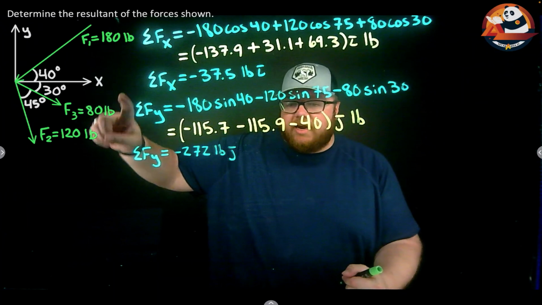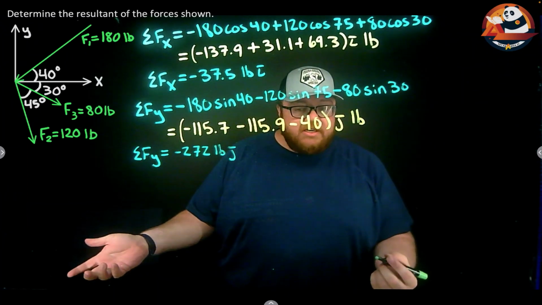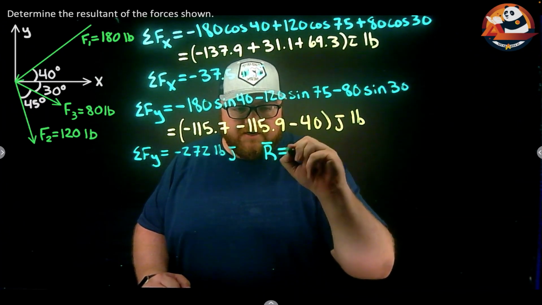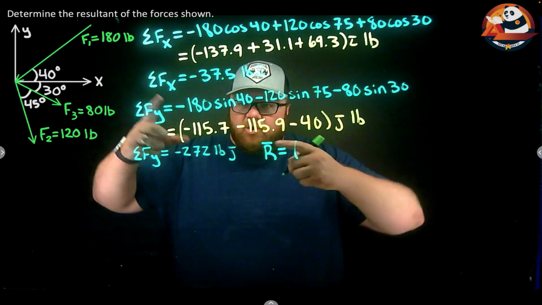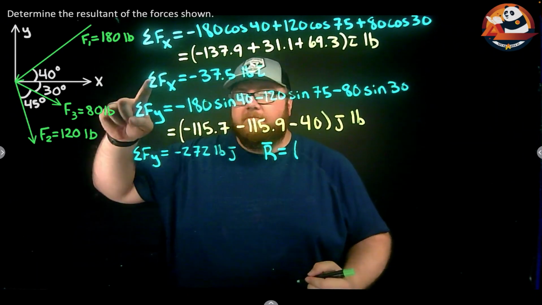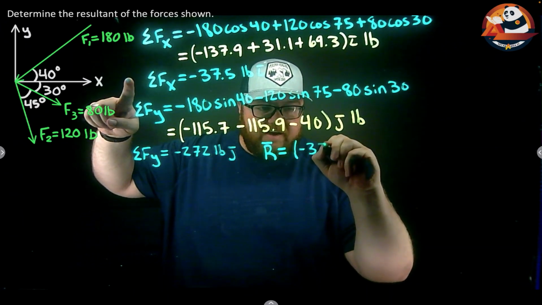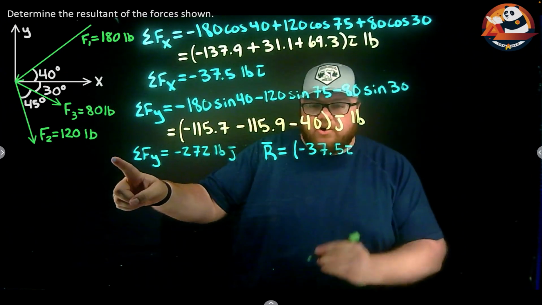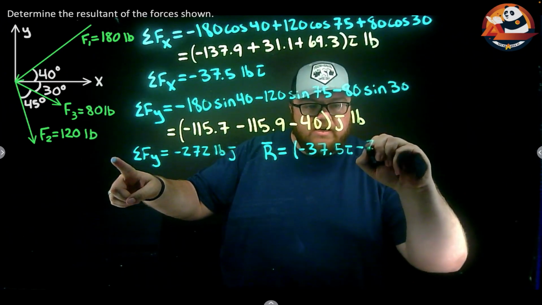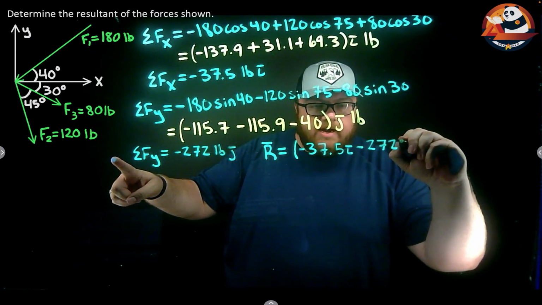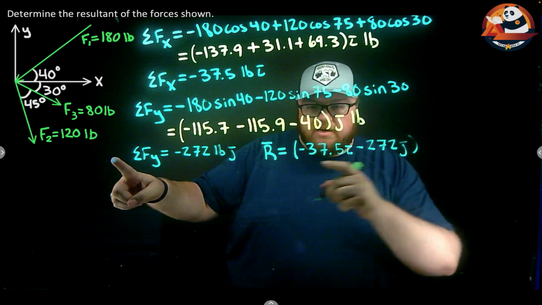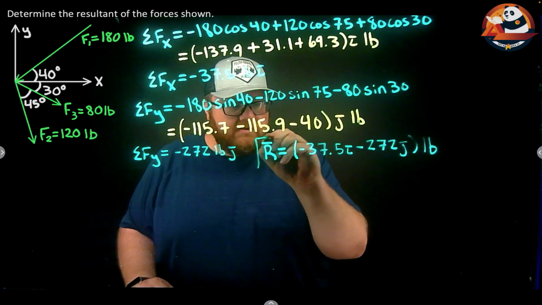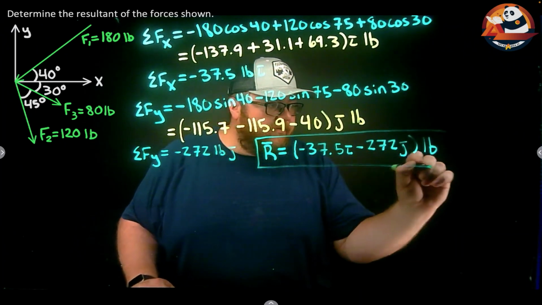Which gets me an X component and a Y component. If I were to try to write this as a Cartesian vector, we can actually do that right now. My resultant force as a Cartesian vector should be, my units are pounds for both, so I'll just pull them out. But I would have my X component, negative 37.5 I plus my Y component, or minus, because it's plus a negative, 272 pounds in our J direction. And pulling the pounds out for everything, we have pounds here. But that would be my second answer for our problem.